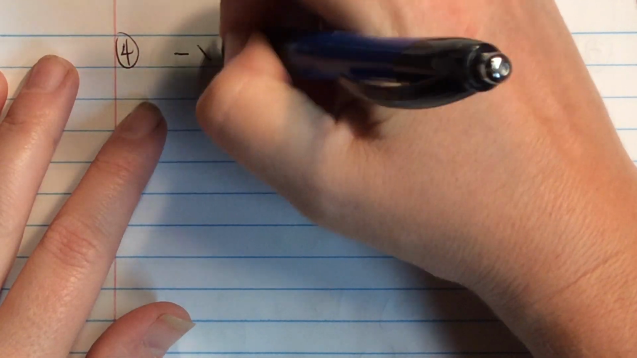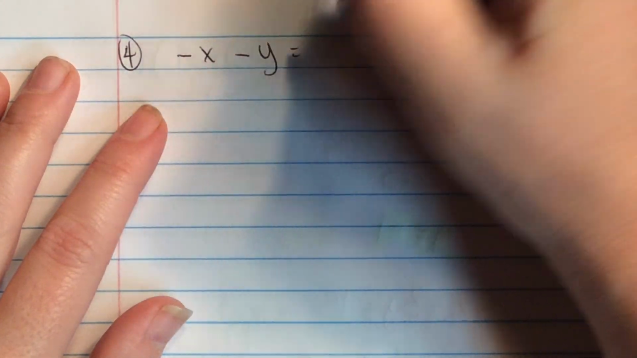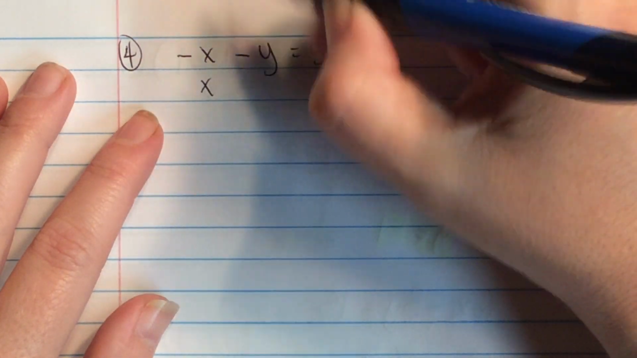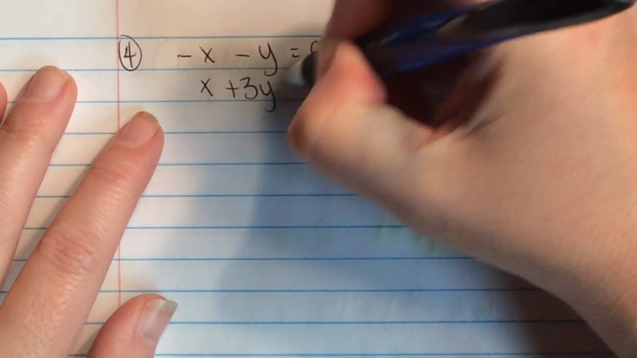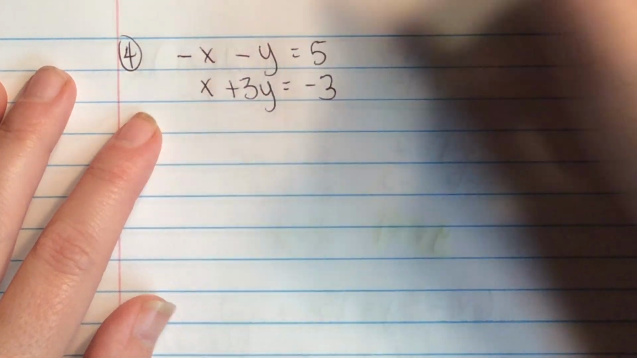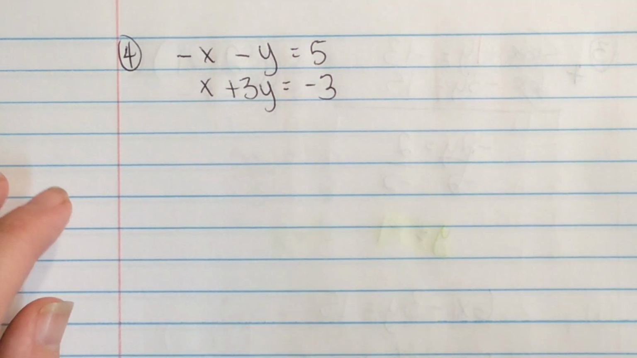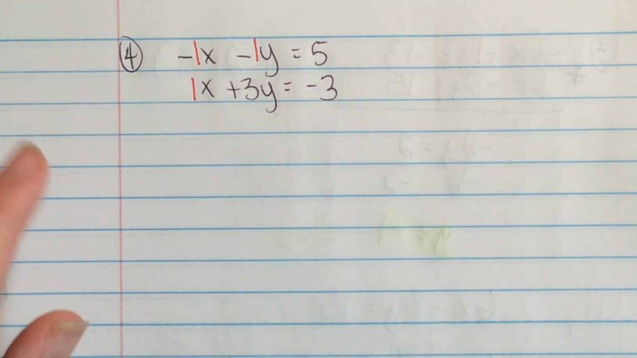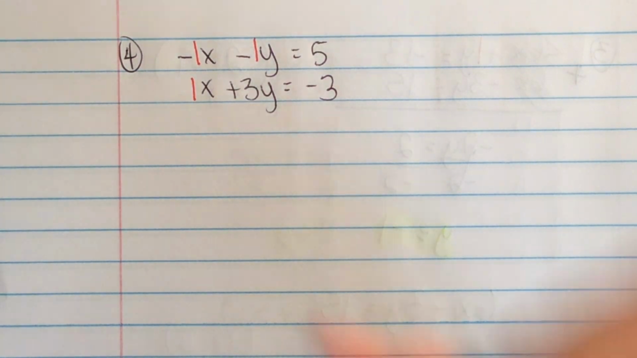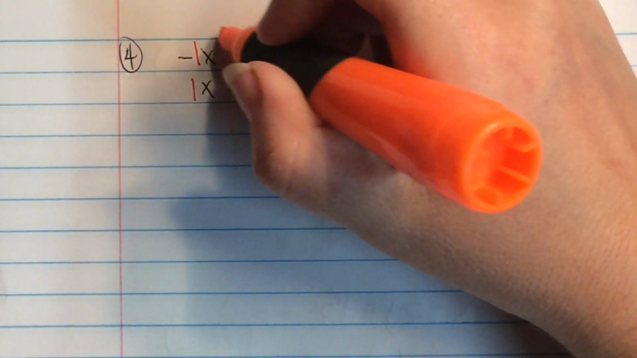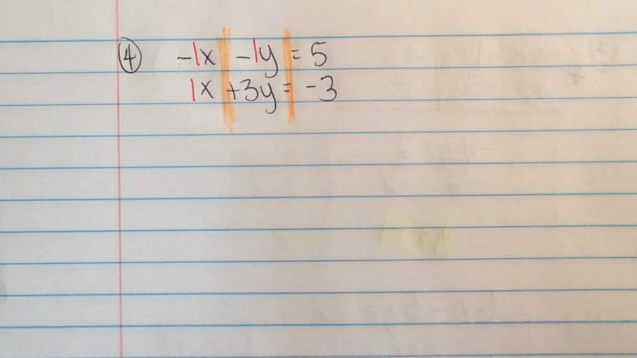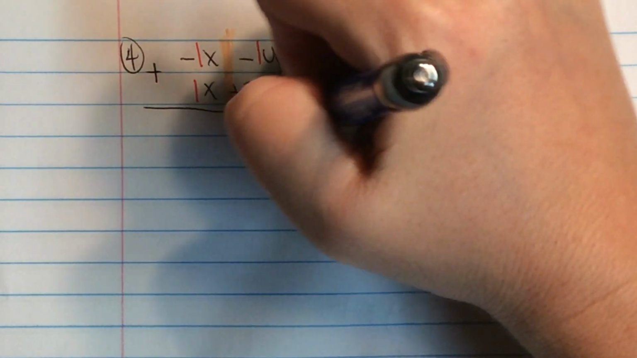Number 4. I got negative x minus y equals 5. And then I have x plus 3y equals negative 3. Well, the first thing I'm going to do is put my 1's in. Then I'm going to draw my lines. If you can see this. Okay. Now I'm going to add up. Well, I'm going to look at it first.